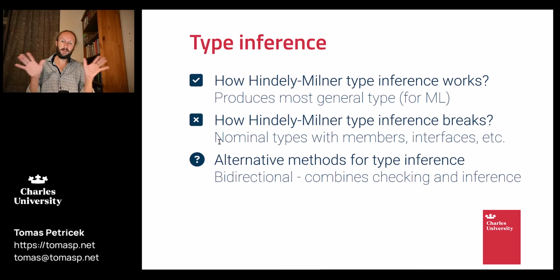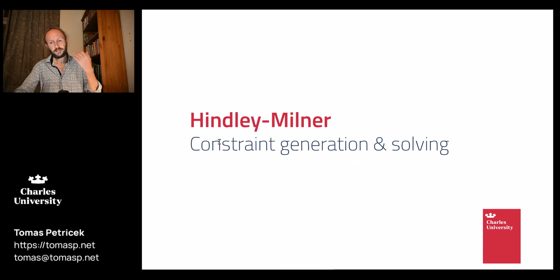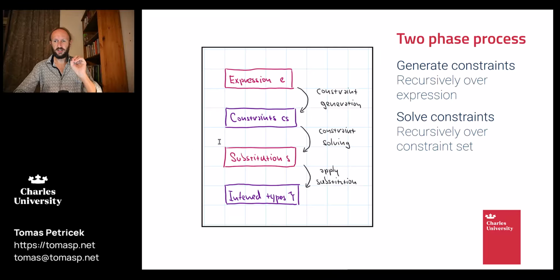And there's a couple of other approaches to type inference. One interesting popular approach is called bidirectional type checking, where it sort of combines checking and inference. So you have to specify some types, and then it can infer the rest of the types for you. And it's kind of an interesting trade-off if you want to have a more expressive type system. So let's have a look at the Hindley-Milner type system, and specifically how the constraint generation and solving work.